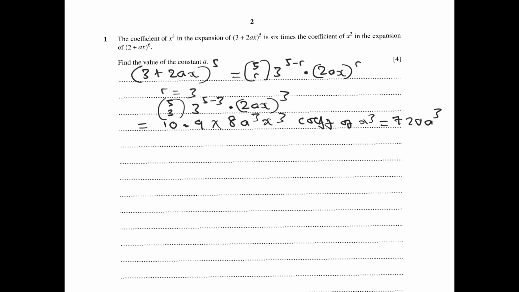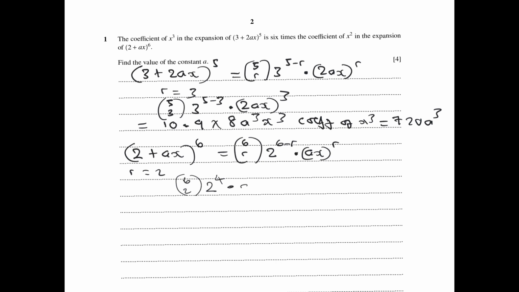So we do the same. We apply the formula. We are saying (2 + ax)^6. What are we going to have? We are going to have 6 combination r, 2 to the power of 6 minus r, dot ax to the power of r. Now for us to get the coefficient of x squared, it means our r in this case should be 2. So when our r is 2, we are saying here 6 combination 2, from the formula, then 2 to the power of 6 minus 2, that's 4, dot ax to the power of 2.